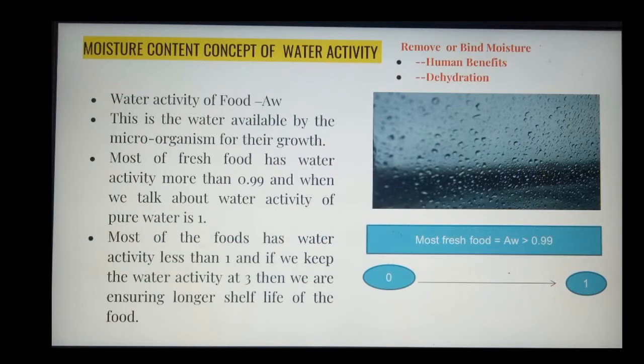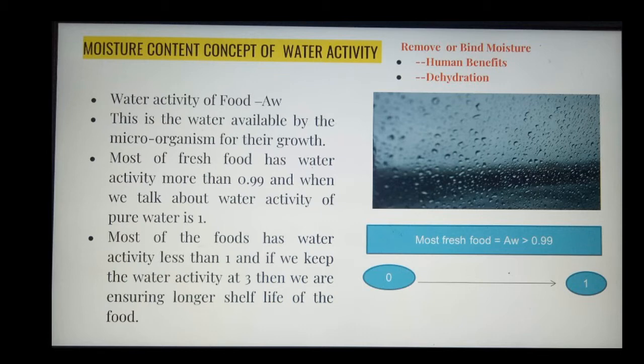Now when we talk about moisture content, moisture is a very important parameter which promotes the growth of microorganisms, because water or moisture is very essential for growth. So we are doing it two ways. When we want to extend the shelf life of food, we remove water by binding the moisture. We can remove water, for example, milk can be converted into milk powder. It will have a better or longer shelf life.